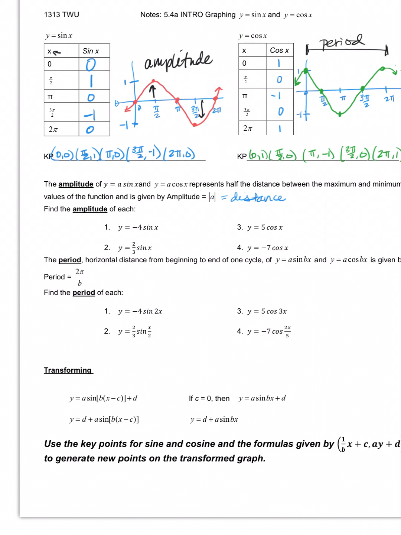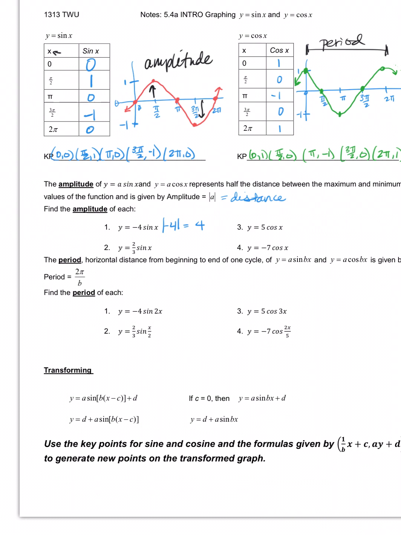So a is always the coefficient in front of the trig function. If I look at number 1, what's the amplitude? It's the absolute value of -4, which means it's 4, because it's always going to be positive. So take the absolute value if it happens to be negative. Food for thought: that negative, just like any parent function, reflects it over the x-axis. Same thing's happening here.